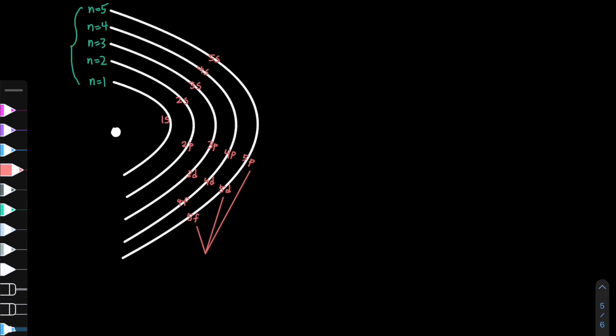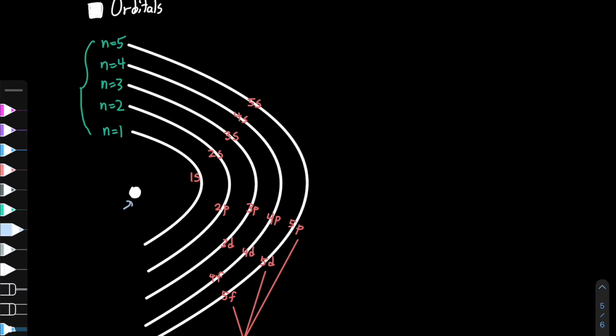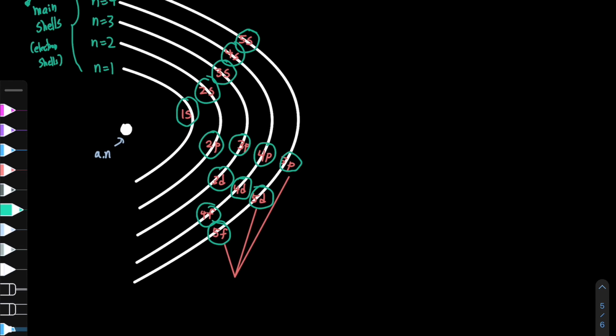Now, taking a look at an example. As we learned before, if we say that this is the atomic nucleus, and these are orbits, or so-called electron shells. These numbers here that indicate which lines the orbits are, these are called main shells. And this is just another name for electron shells, but we commonly also call them main shells. Now, in every main shell, there are orbitals. As you can see, S is the smallest one, P was the second smallest one, D was the third smallest one, and F was the biggest one. And these are called subshells.